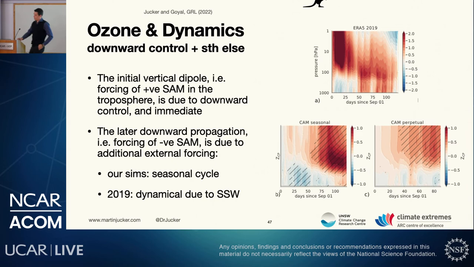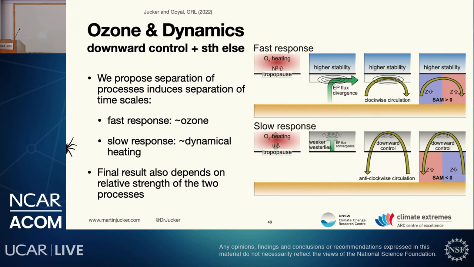So we propose what we call a fast response and a slow response. The fast response to ozone is higher stability, creating an EP flux divergence via downward control. We get the clockwise circulation and therefore a positive SAM in the troposphere, because it's downward control, so it's only below where things are happening, and that's in this case below the stratosphere.